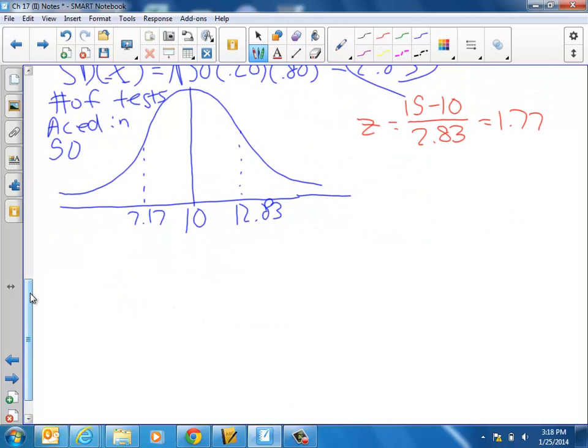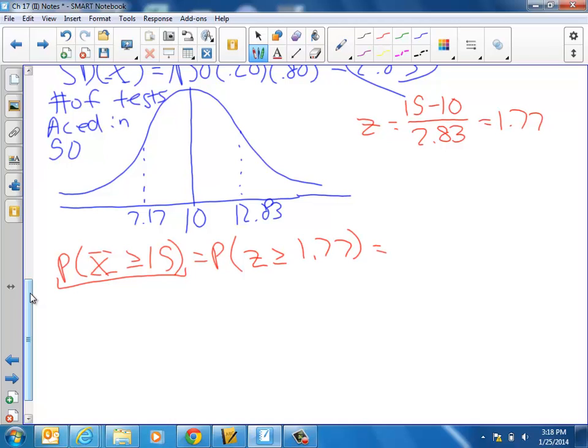So, wrapping this up, we are almost finished. Hopefully this is a shorter presentation than you've seen thus far. The probability that x is greater than or equal to 15 is equal to the probability, and Jacob asked a really good question about this last time. What's this jump between the first thing you have right here and the thing that's going to follow? Z being greater than or equal to 1.77.